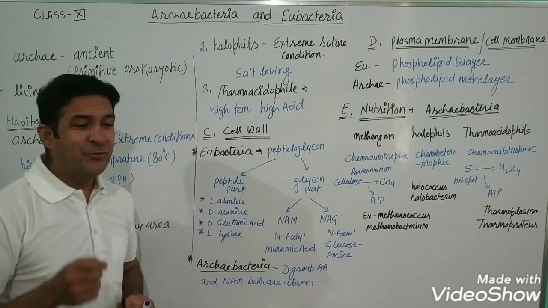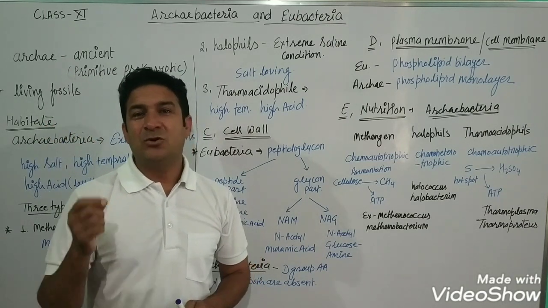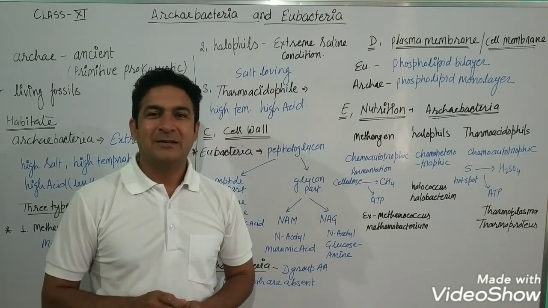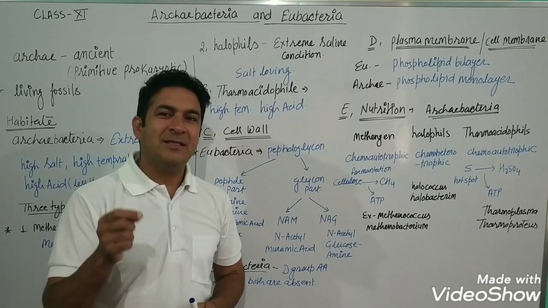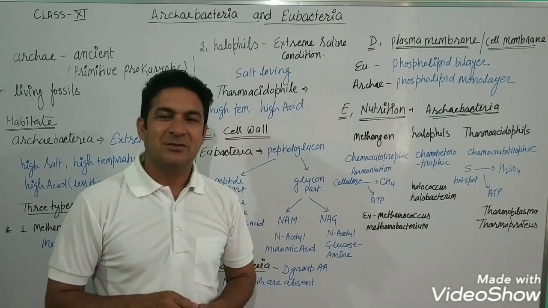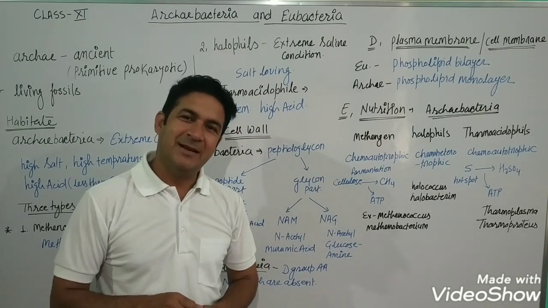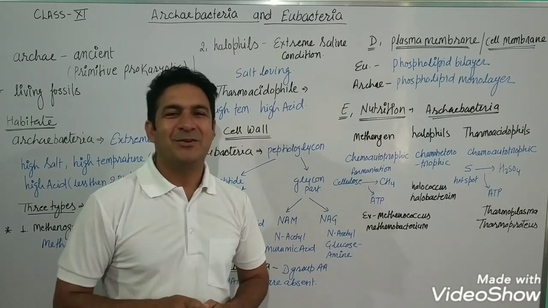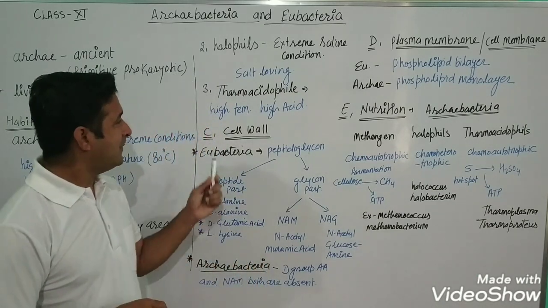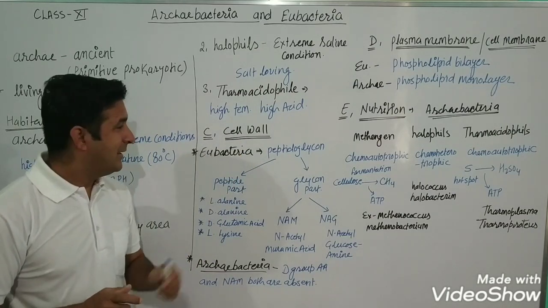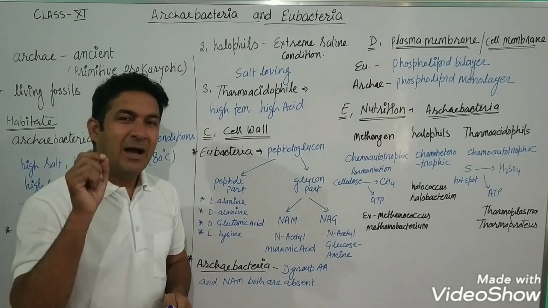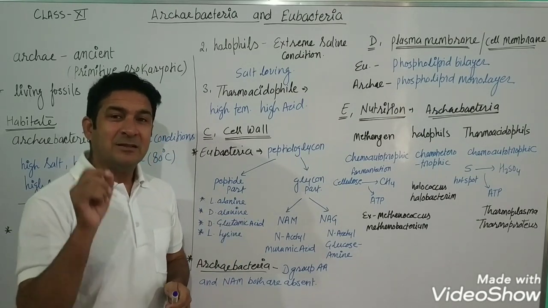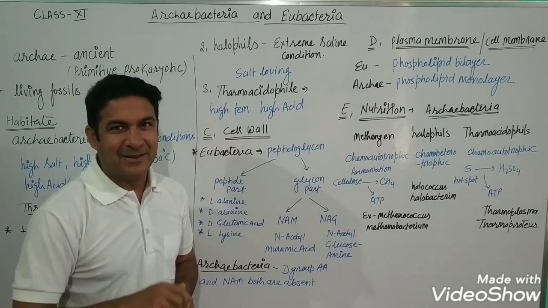Now if we look at Eubacteria, Eubacteria are found everywhere, mostly in familiar conditions, whereas Archaebacteria are found only in very harsh, extreme conditions. So that makes the difference between the habitat of Archaebacteria and Eubacteria. Now we will see the cell wall. The cell wall of Archaebacteria and Eubacteria is different. Here we will discuss the cell wall of Eubacteria.